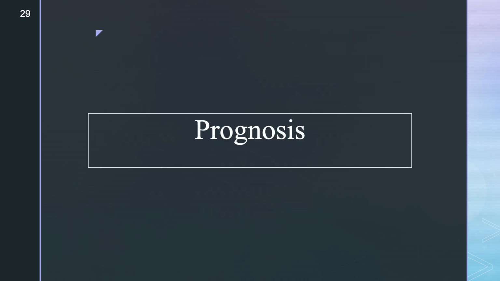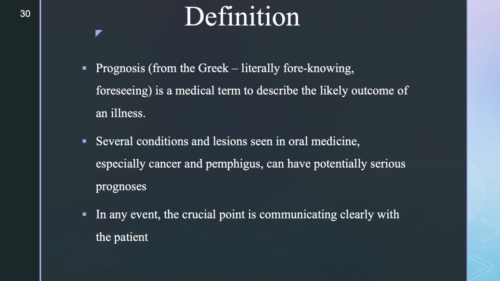Now that you know all about the history, examination, diagnosis, and the treatment planning, we'll have to not forget about the prognosis. What is prognosis? It means foreknowing or foreseeing. It's a medical term that's used to describe the likely outcome of an illness. Unless you know the prognosis of this particular case, there is no point in trying to do an invasive treatment, and it's going to fail. So determining the prognosis before jumping into the treatment always ensures 95% clinical success in your patients.